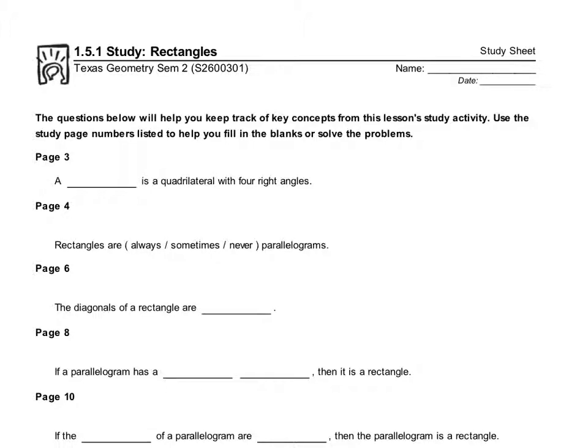Moving on to the notes, a rectangle is a quadrilateral with 4 right angles. So rectangles are always parallelograms. That's going back to the diagram. So if it's always a parallelogram, then everything that's true about parallelograms is also true about rectangles. Now rectangles are a little bit different in that the diagonals of a rectangle are always congruent. Remember, in a parallelogram, they weren't congruent. They did bisect each other. But the diagonals of a rectangle are congruent.